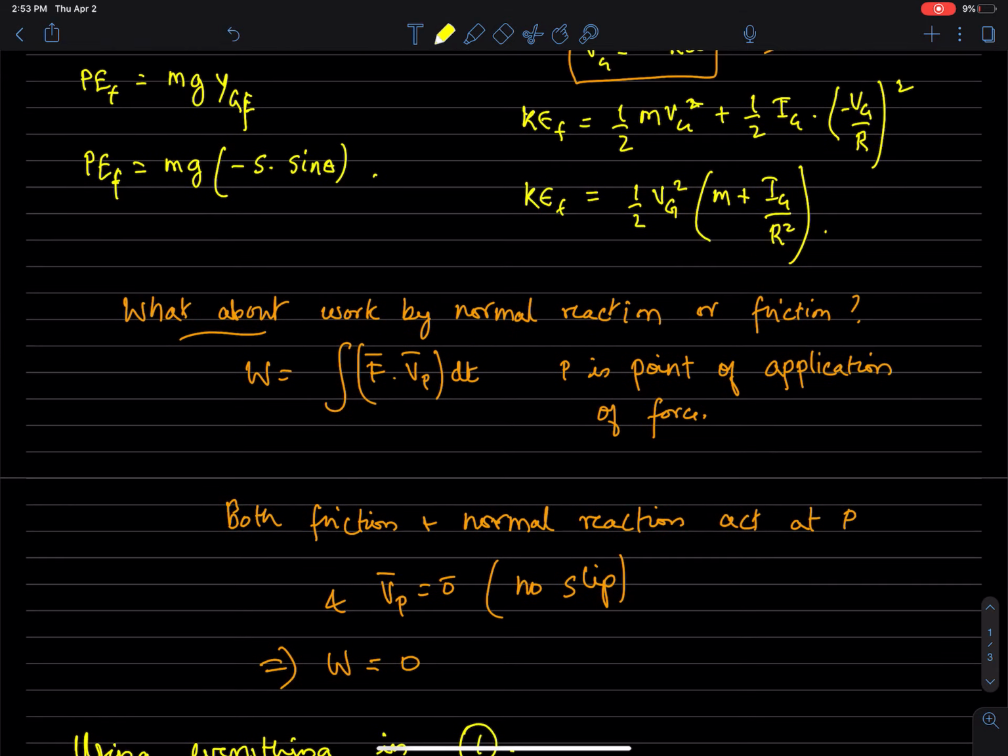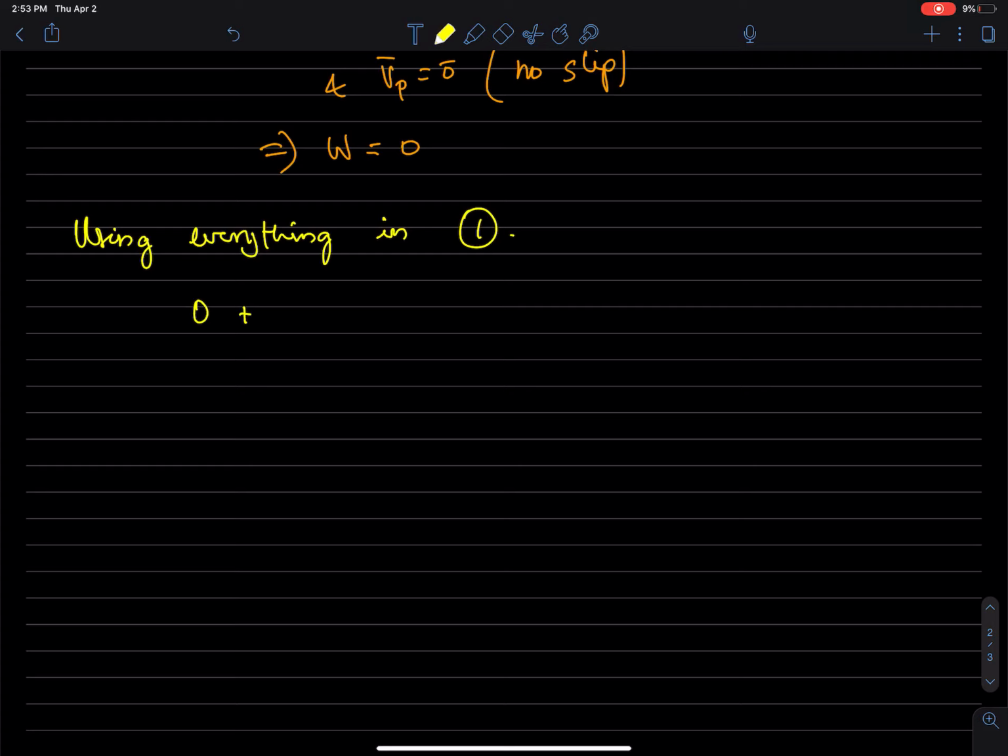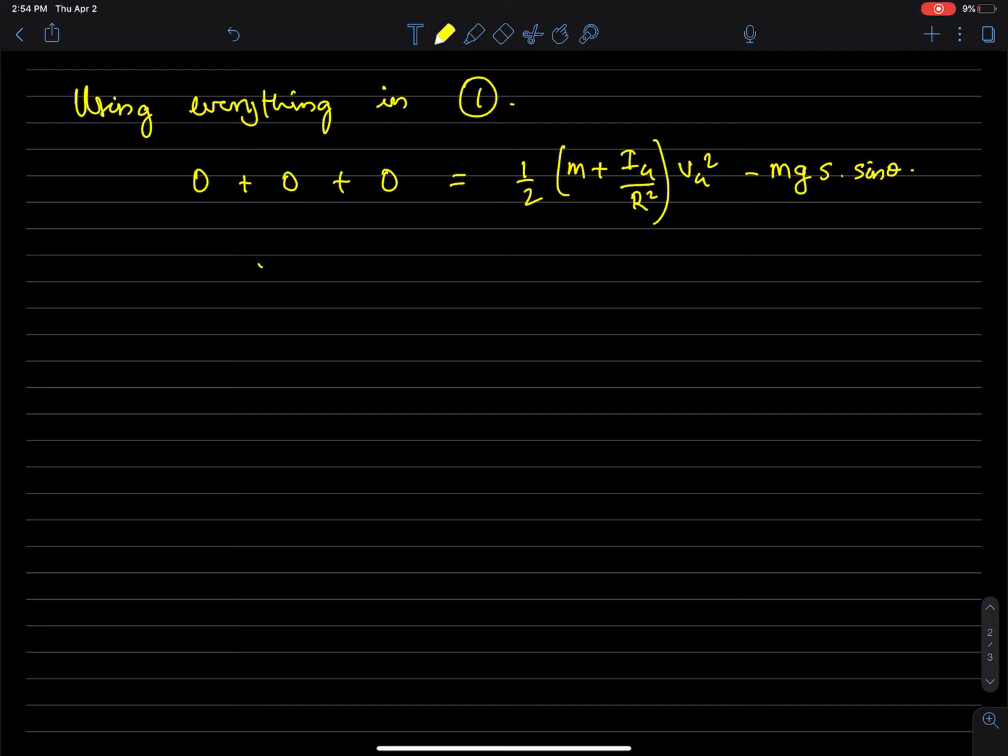We get K initial, which is 0, P initial, which is 0, work, which is 0, equals KE final, which was half m plus Ig by r square Vg square, and then P final, which was minus mg s sine theta. And then we can simplify this, so we get Vg square equals 2mgs sine theta divided by m plus Ig by r square.